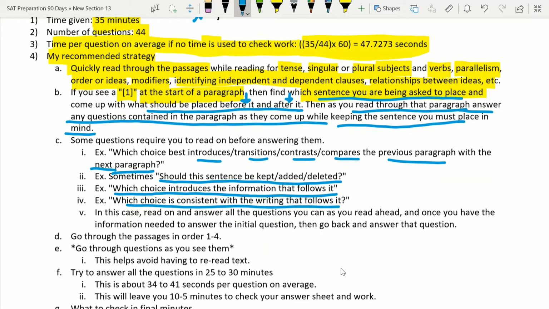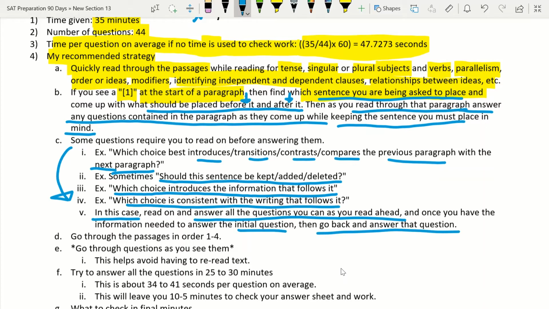The next thing we have is, in this case, read on and answer all questions. If you have any of these types of questions, 1 through 4 here, any of those examples, you're going to want to read on and answer all of the questions that come up as you read ahead. Then once you have the information you need to answer that initial question, you go back and answer it.